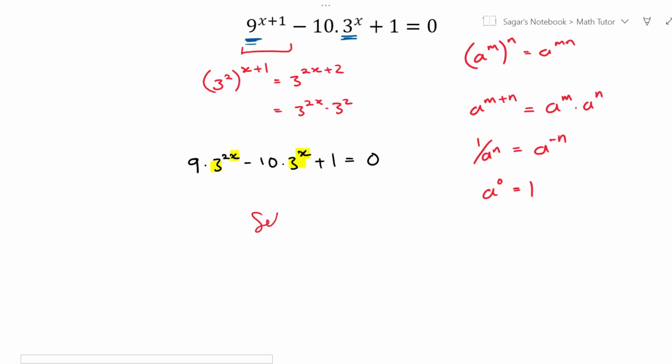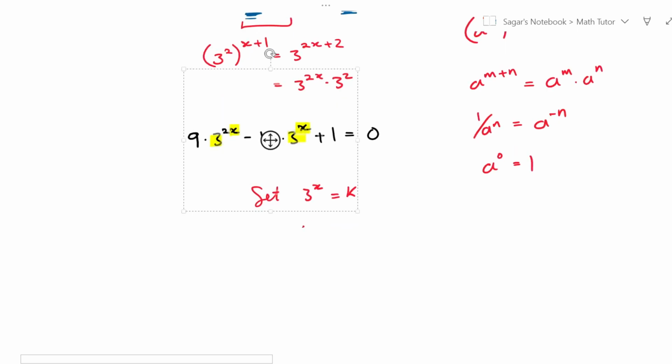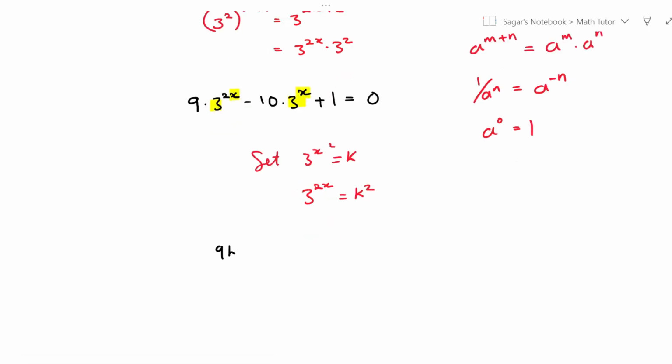We can let 3 to the power x equal to k, and subsequently 3 to the power 2x will be k squared. This is after squaring both sides of the equation. Now we have 9k squared minus 10k plus 1 equal to 0.